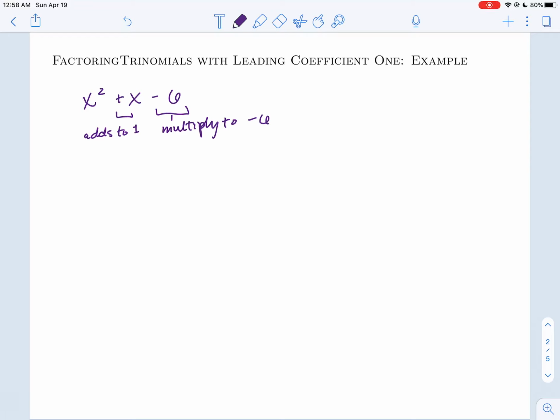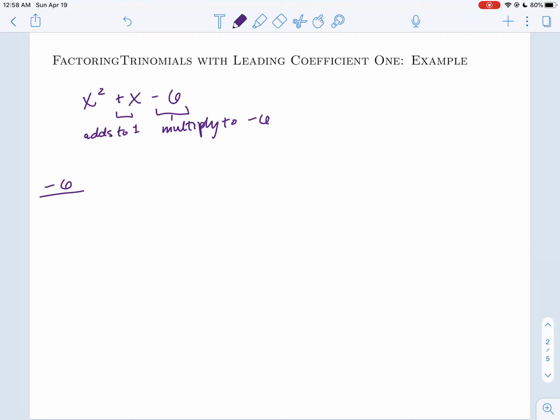Now when I attack these problems, I always look at the things that multiply to that last term, right? Because I could add all sorts of different things to get to 1. I could do 5 and negative 4. I could do 121 and negative 120, right? I could add any two numbers together and get to that 1. There's so many different options. There's only a few things that'll multiply to that negative 6.